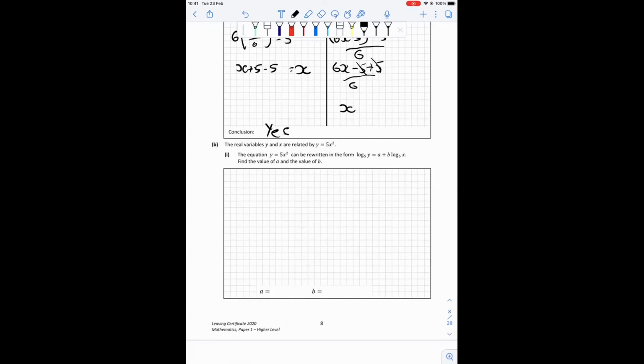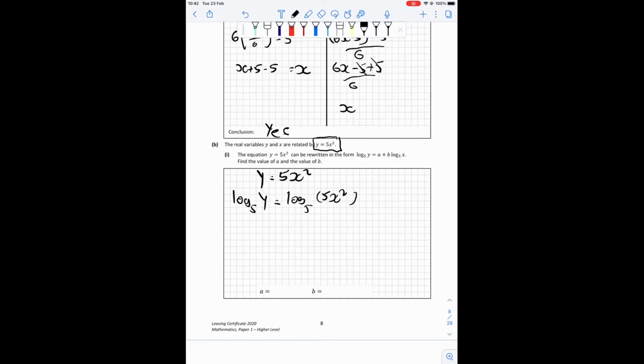Next part of the question, they're telling us x and y are real, and they're telling us the connection between them, y equals 5x squared. They're telling us this equation can be written with logs. Now, if you look at this question, the log is base 5, so we will have to do our calculations with base 5. Find the value of a and b in this expression. In order to do that, we'll just apply log on both sides. The log that we're going to put on both sides is log base 5. So we put log base 5 of y equals log base 5 of 5x squared.